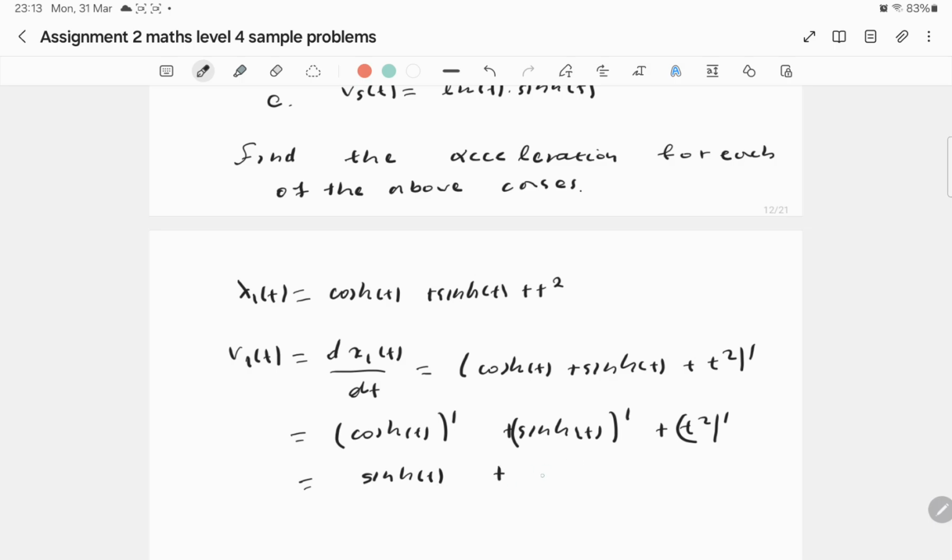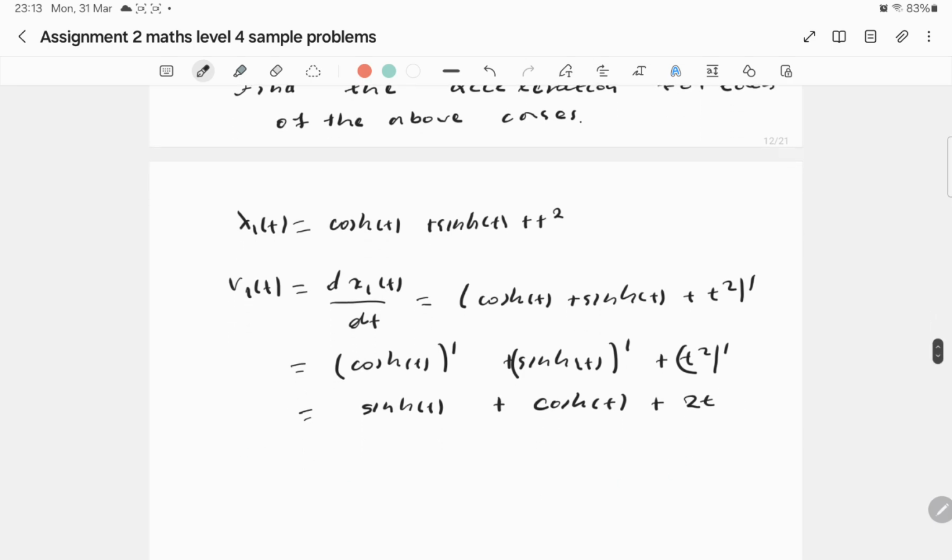The derivative of sinh is cosh. And the derivative of t squared is 2t. So that is the expression of the velocity for the first case.